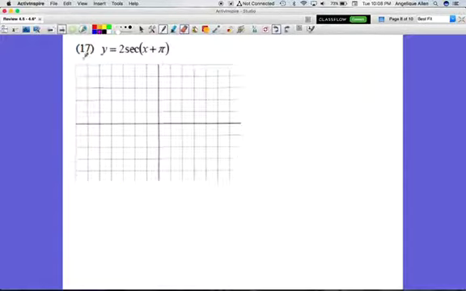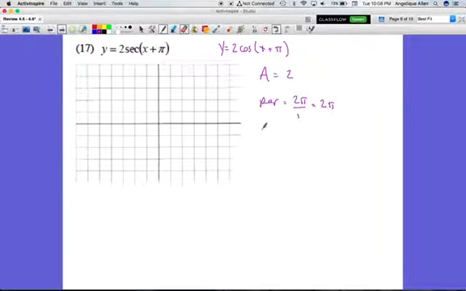Okay, final graph. Secant is the reciprocal of cosine, so I'm going to graph 2 cosine (x plus pi) as a dotted line to use to help me draw asymptotes and invert the U's for the secant graph. So amplitude is absolute value of 2, which is 2. Period is 2 pi over b. B in this case is 1, so the period is just 2 pi. And phase shift is c over b, which is pi over 1. So that's pi, and its opposite, the plus sign, which is minus, which is left.